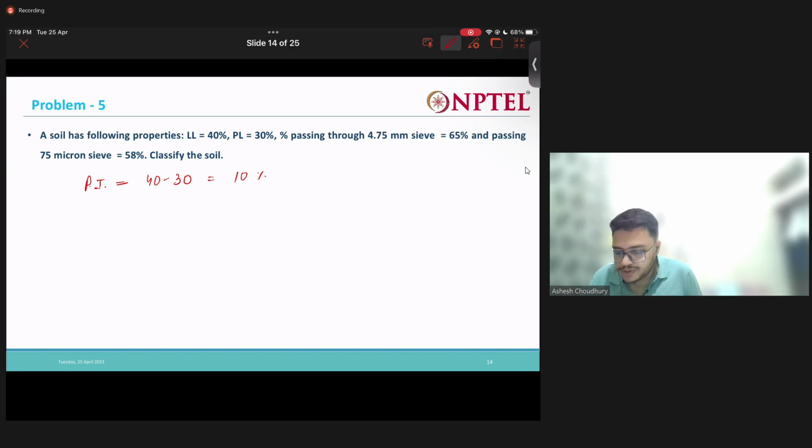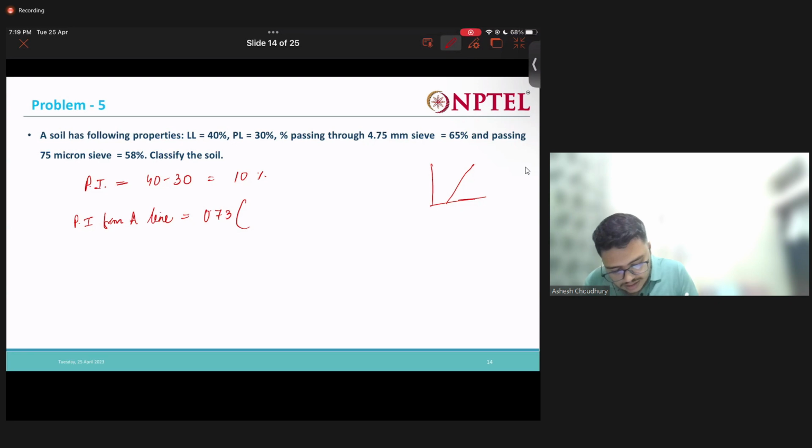Now we had studied a line, right? There was the A line. So what was the equation of the A line? PI from the A line will be, what was the equation? 0.73 times (liquid limit minus 20). Okay, so 0.73, liquid limit is how much? 40. So how much is it? 10.6. Okay, 10.6. So our soil is actually where, above or below?